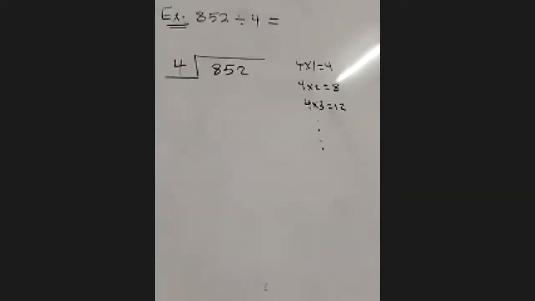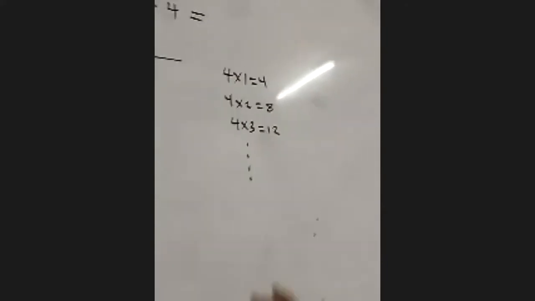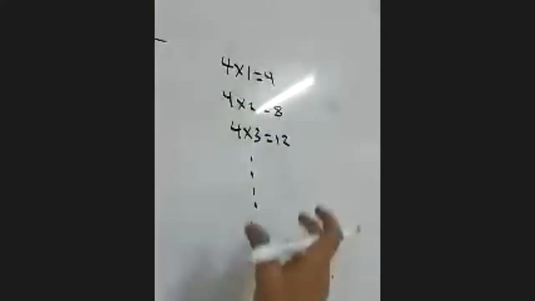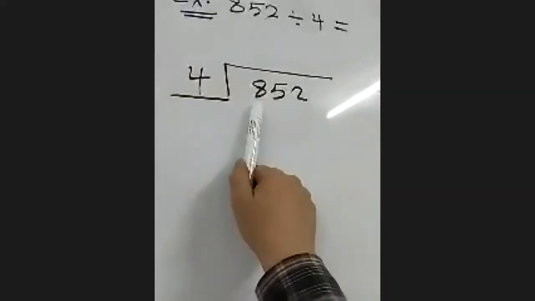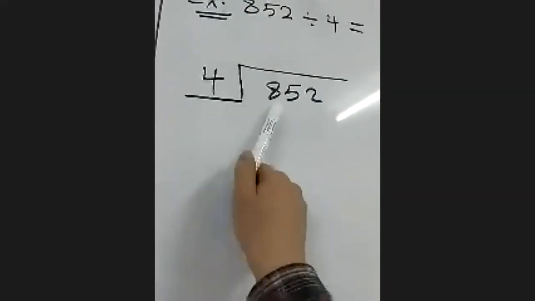Okay. Now we'll keep the timetable of 4 in our minds, and here let's go back and divide. Now we'll start with the first digit here. 8 is bigger than 4, so we can start with 8.